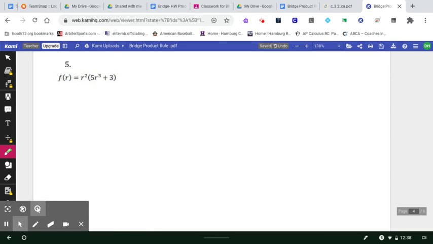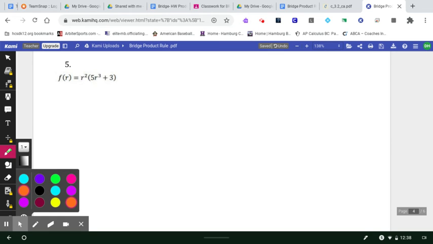All right, number 5. So do I need product rule or not? So again, I'm going to say, okay, the first term in the brackets is r squared. The second term would be 5r cubed plus 3. And again, instead of calling it f of x, they're calling it f of r. And that just tells you r is the variable in the problem. So I think you could do this 2 ways again. You could use product rule, which is what we're going to practice today.